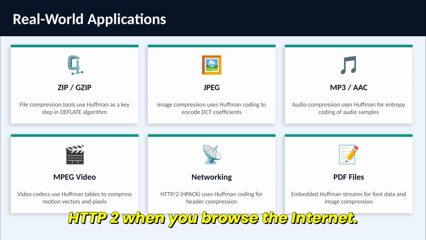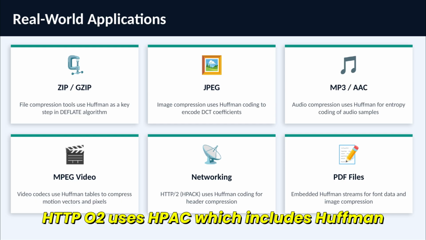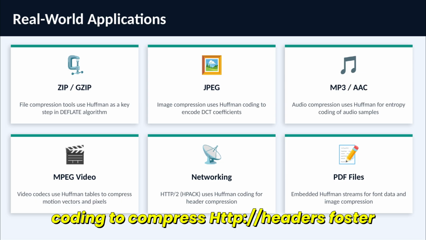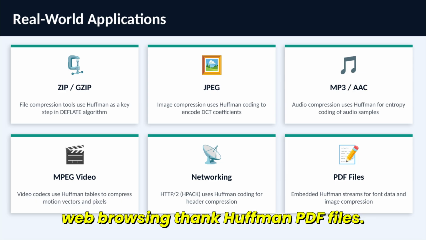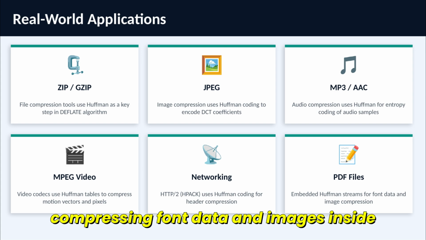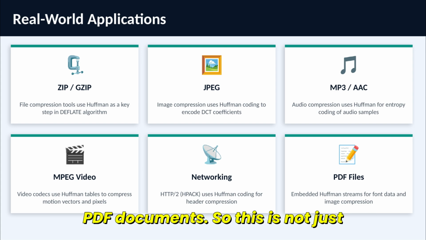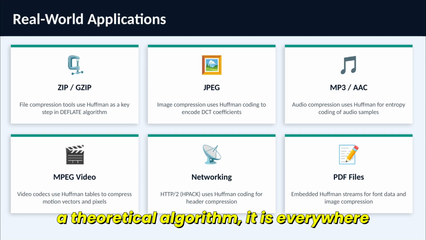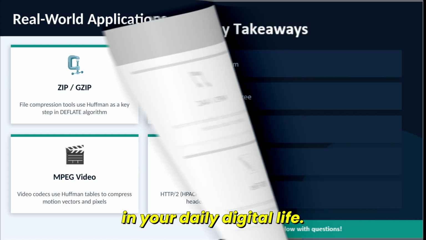HTTP2. When you browse the internet, HTTP2 uses HPACK, which includes Huffman coding to compress HTTP headers. Faster web browsing? Thank Huffman. PDF files. Huffman streams are embedded for compressing font data and images inside PDF documents. So this is not just a theoretical algorithm. It is everywhere in your daily digital life.